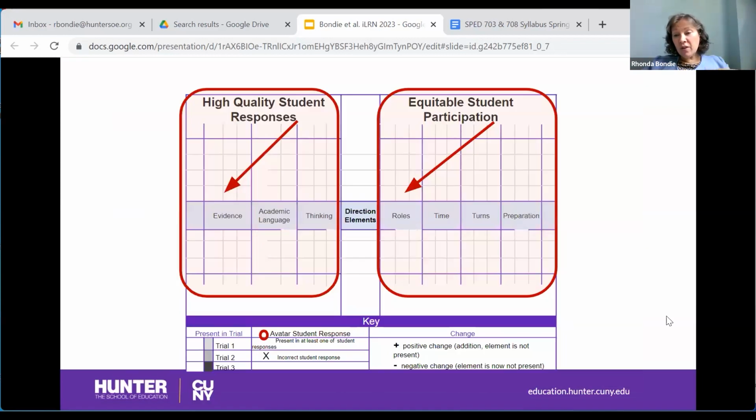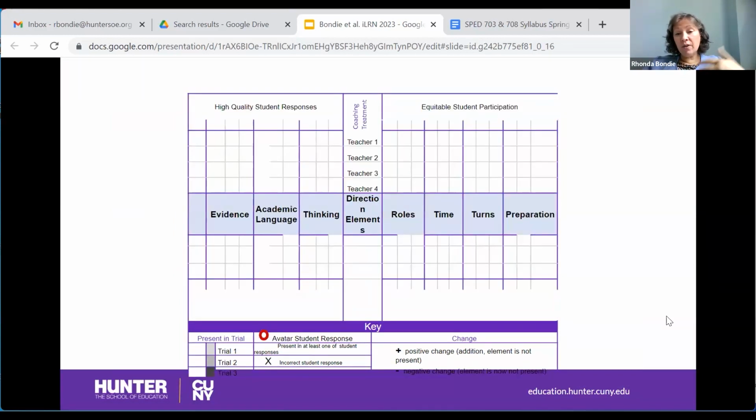So then after we coded the simulation, we looked at high quality response, those 3 levers: evidence, academic language, and thinking present in the avatar student's response, and the equitable participation between the pairs, looking at roles, speaker and listener, time, turns, and if the teacher gave the students preparation time to prepare the response.